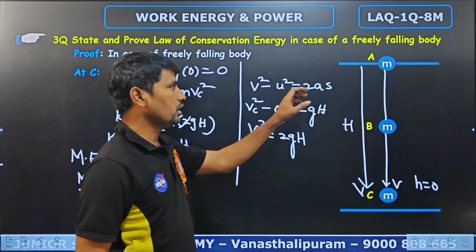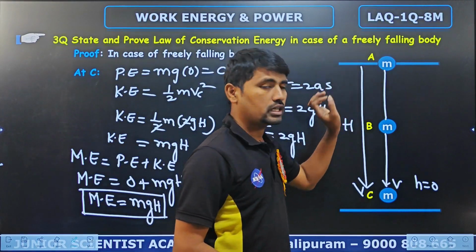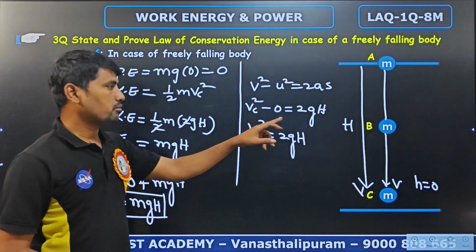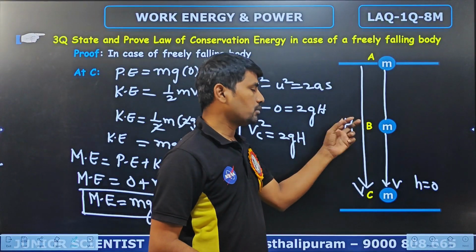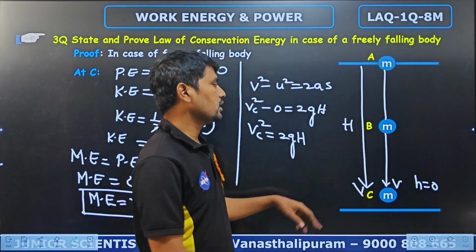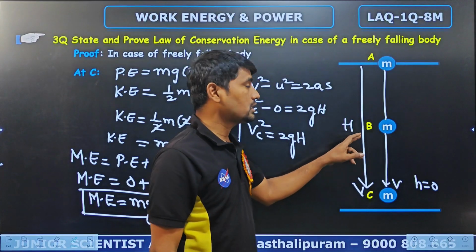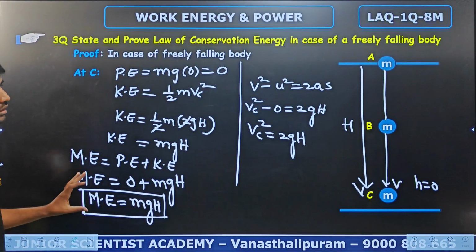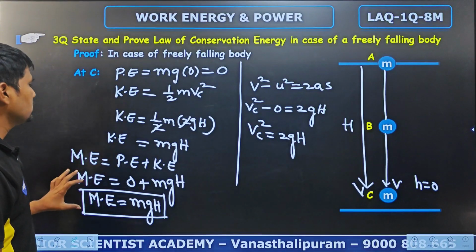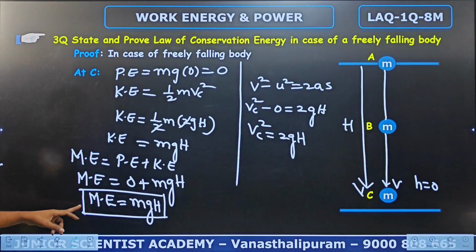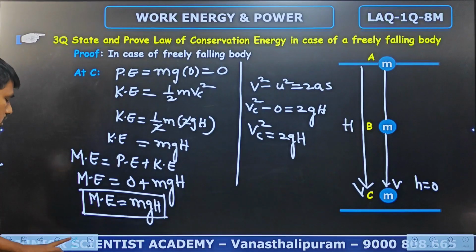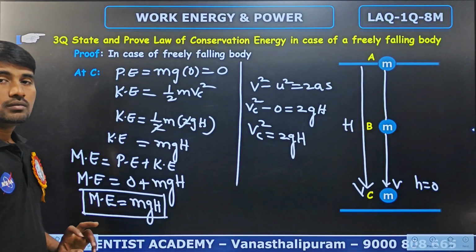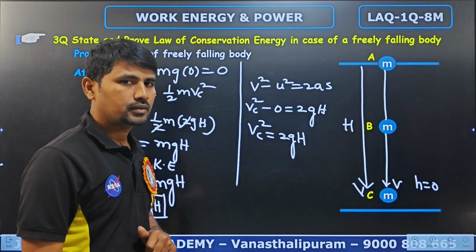So at any point A, point B, point C, the total energy remains constant. What we can observe is that at point A, total energy is in the form of potential energy. At C, total energy is in the form of kinetic energy, but at B, total energy is in the form of potential energy and kinetic energy. Why? Because at point B there is height and there is velocity also. Okay, so this is the proof verification. What is the proof? At A, at B, at C, total mechanical energy remains constant. Okay, pause the video and copy it. I hope you understood.